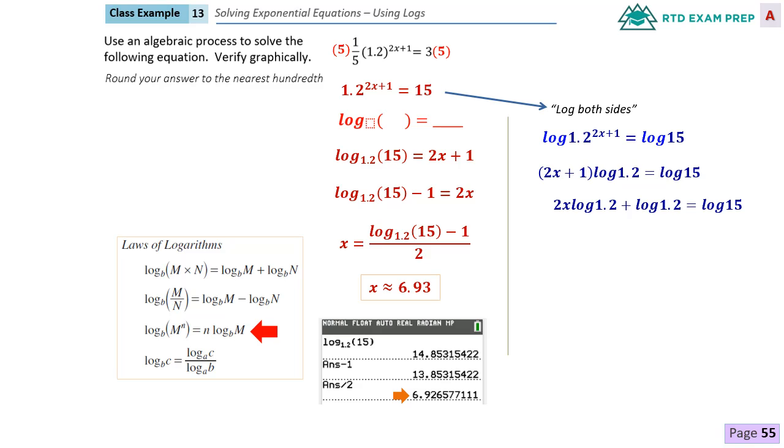Now, you might think this looks like a really complicated equation, but in essence, we just have a bunch of terms and one of them has an x in it. So what we want to do is subtract away the log 1.2 from both sides so that the term with the x is the only one on the left side, and then we'll divide every factor that is not x. So by dividing both sides by 2 log 1.2, we have now isolated our x. Again, we'll make use of our calculator to evaluate this and find the same answer of 6.93.